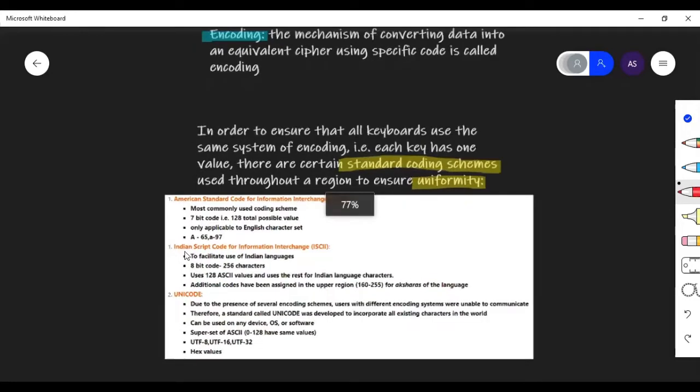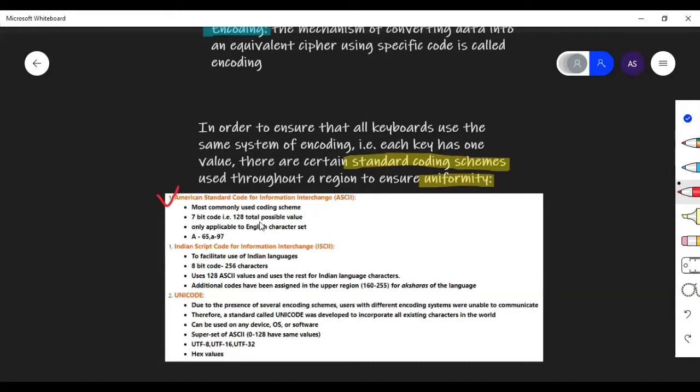The first one we're going to talk about is ASCII, or the American Standard Code for Information Interchange. This is the most commonly used coding scheme and one of the first ever created. It's a 7-bit code, and that means there are 128 total possible values for ASCII. That means we can have 128 different characters. It's only applicable to the English character set. This was created in the United States, where the main language is English. It was developed basically to incorporate English characters, and not other characters. And then we have a few basic things here: the capital A is number 65 in ASCII, and lowercase a is 97.